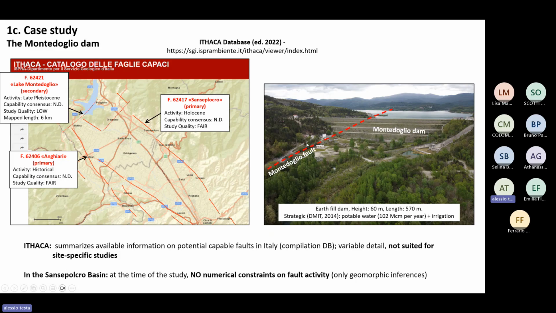The Montedoglio Dam is shown here on the right. It is an earth-filled dam with a height of 60 meters and a length of 570 meters. And it is a strategic dam according to the Italian law, because it is used for potable water and irrigation purposes.